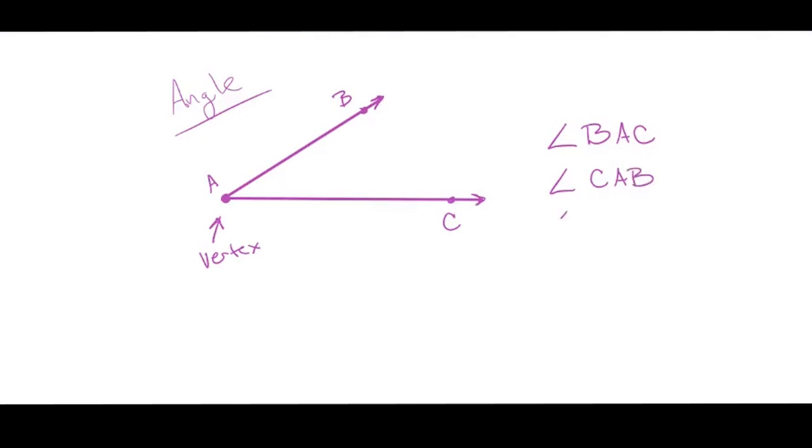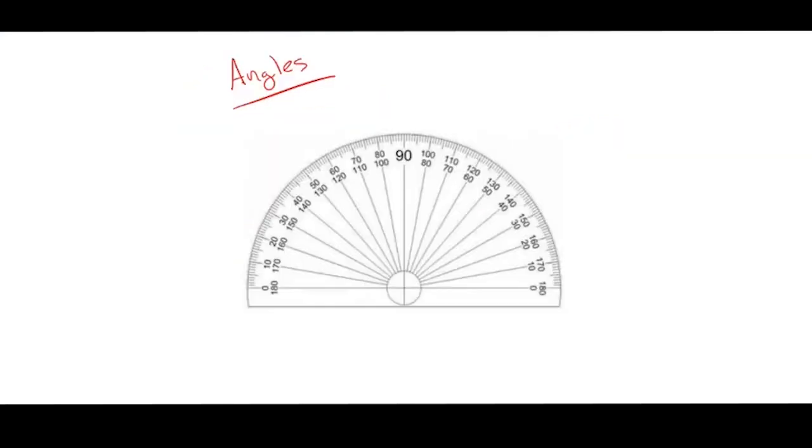But what you don't want to do is call this angle ABC, because you need to go in order, starting with the B to the A and then A to the C, or from the C to the A and then the A to the B. And that's how you name an angle.